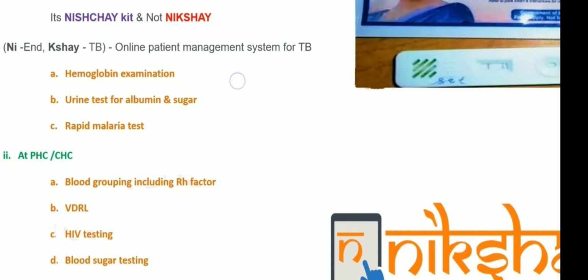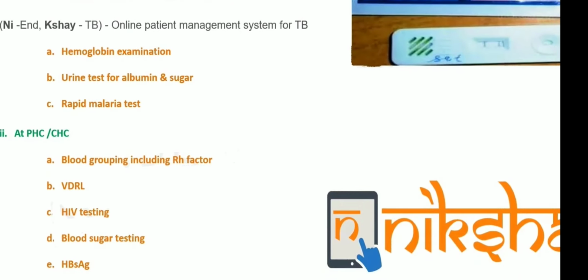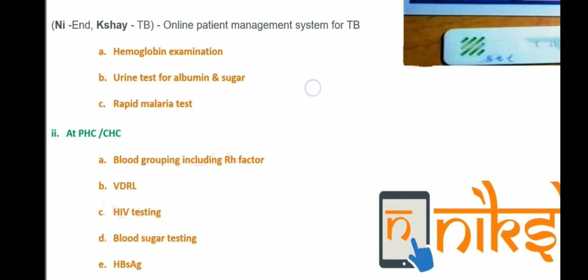We have to check the mother's hemoglobin. A urine test has to be done for albumin and sugar, so that if there is a protein loss or any UTI, we can make it out. And a rapid malaria test has to be carried out. Now moving on to the PHC or the CHCs, what we have to do.